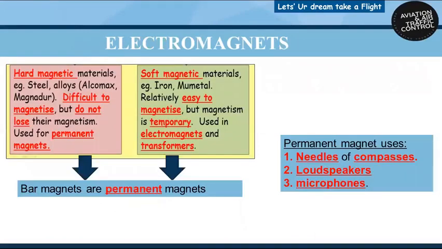Hard magnetic materials are difficult to magnetize, but don't lose their magnetism, and are used for permanent magnets, whereas soft magnets are easy to magnetize. However, their magnetism is temporary. Bar magnets are permanent magnets. Permanent magnets are used in the needles of compasses and in microphones.